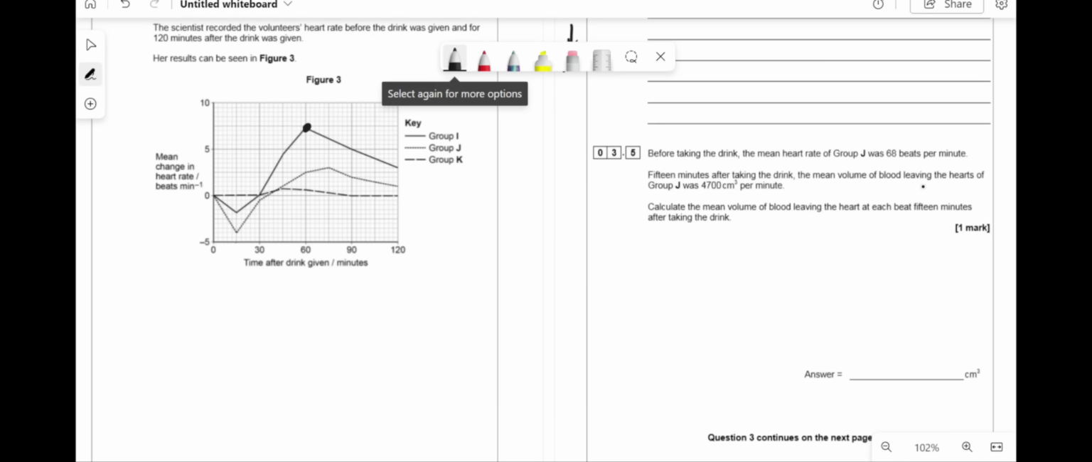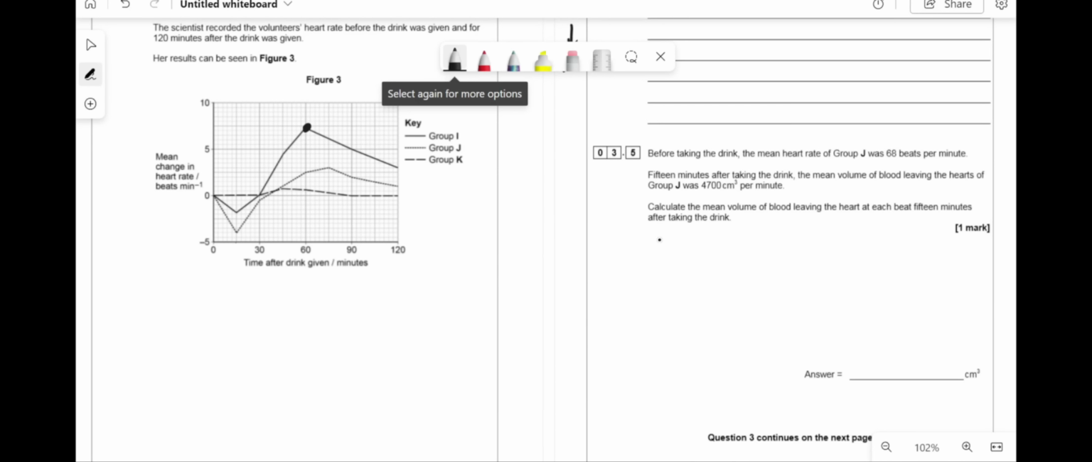Before taking the drink, the mean heart rate of J was 68 beats per minute. 15 minutes after taking the drink, the mean volume of blood leaving the hearts of group J was 4,700 centimeters cubed per minute. Calculate the mean volume of blood leaving the heart at each beat 15 minutes after taking the drink.